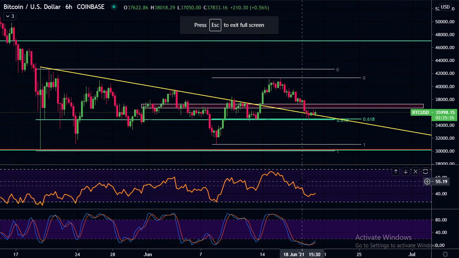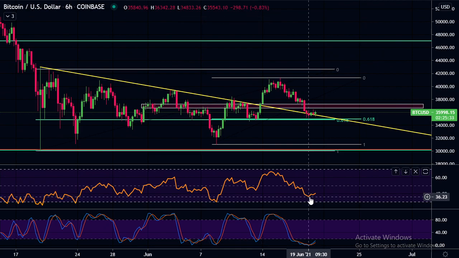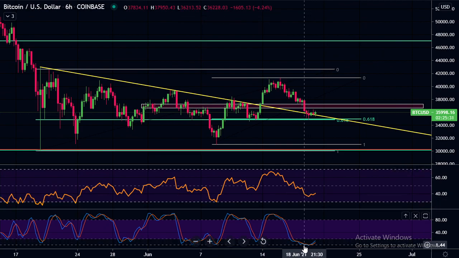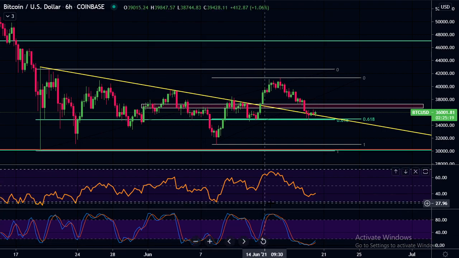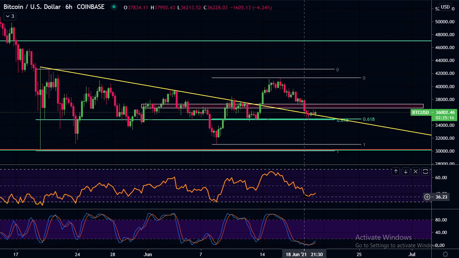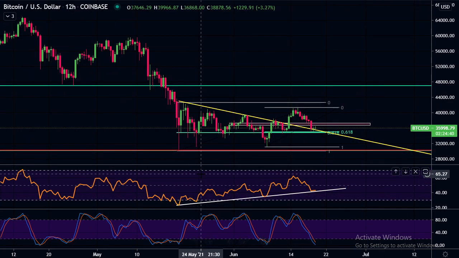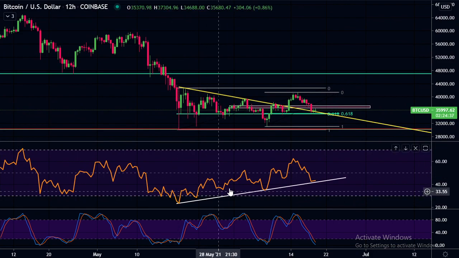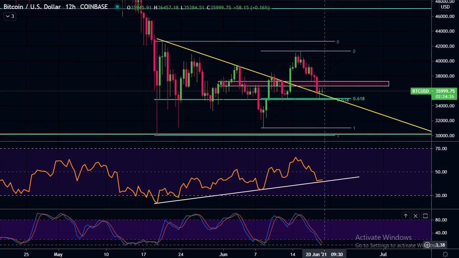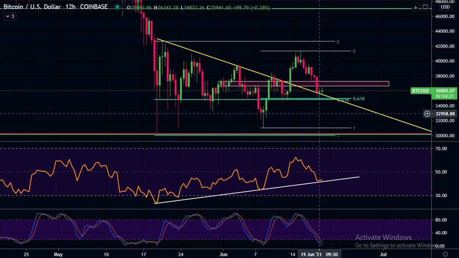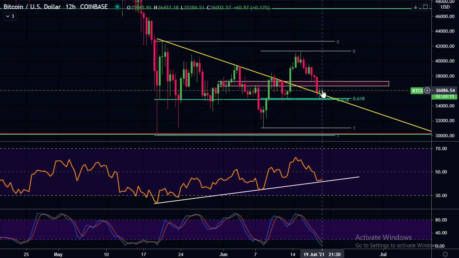And looking on the 6-hour, we have come down quite a bit here. The stochastic RSI is all the way down, looking to come back up. We've been making these higher lows on the RSI on all these pullbacks so far. The 12-hour also has a similar trend line to the daily here on the RSI, and the 12-hour stochastic RSI has also come all the way down. So this would be a good area for Bitcoin to get a bounce.